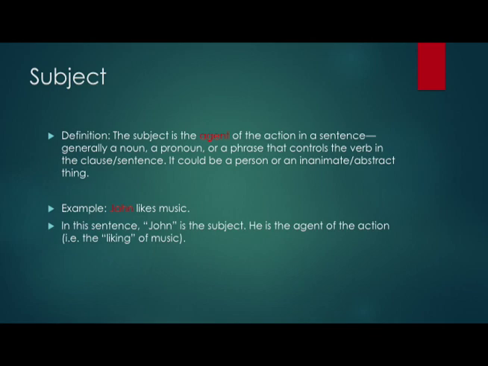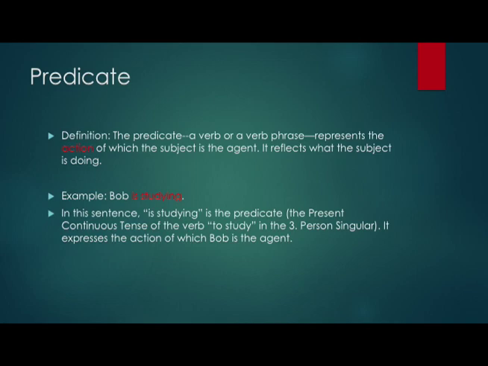So the simple example here, John likes music. In the sentence, John is the subject, he's the agent of the action, in this case the liking of the music. The next part is the predicate. We also call that the verb. So the predicate is a verb or verb phrase that represents the action of which the agent here is always the subject.